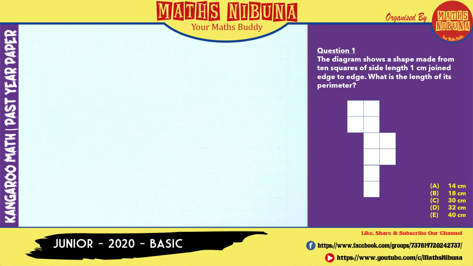Okay, look at question 1. The diagram shows a shape made from 10 squares of side length 1 centimeter. That means the length from here to here is 1, 1, 1, all 1, joined edge to edge. What is the length of its perimeter?